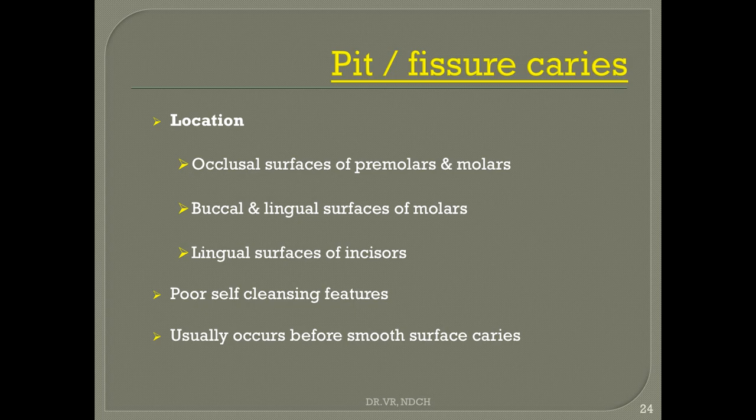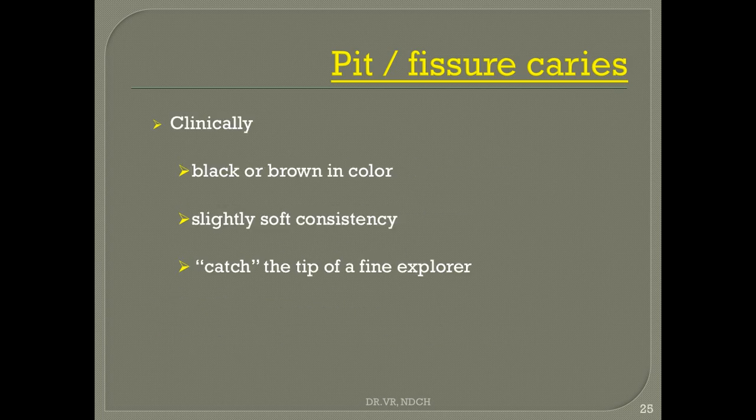Next, we are going to take up in detail the pit and fissure caries and smooth surface caries. And of course, I'll be mentioning forward and backward caries also. Now, pit and fissure caries, clinically you find it will be black or brown in color and it will be slightly soft in consistency. And when a fine explorer is passed, you get a catch. So that is how clinically pit and fissure caries is noted down.